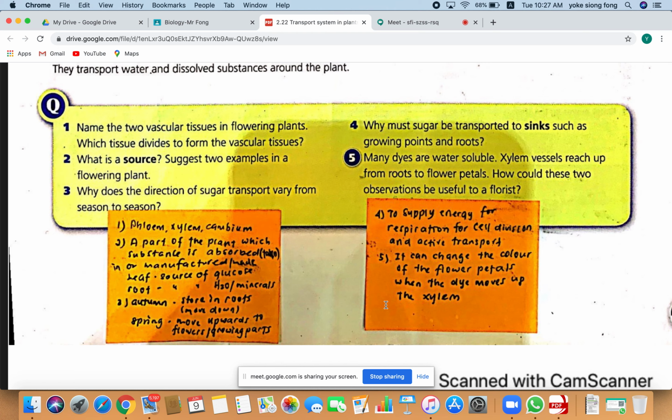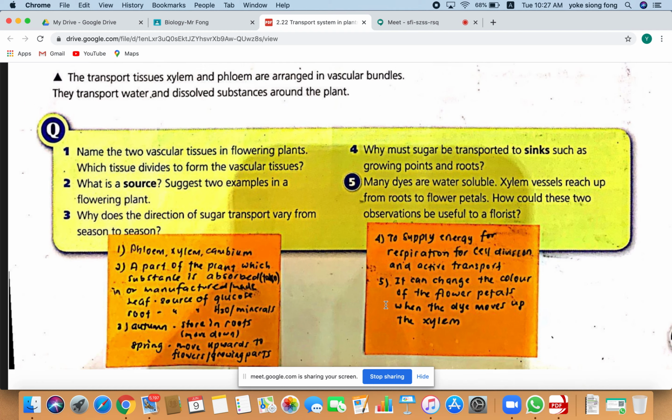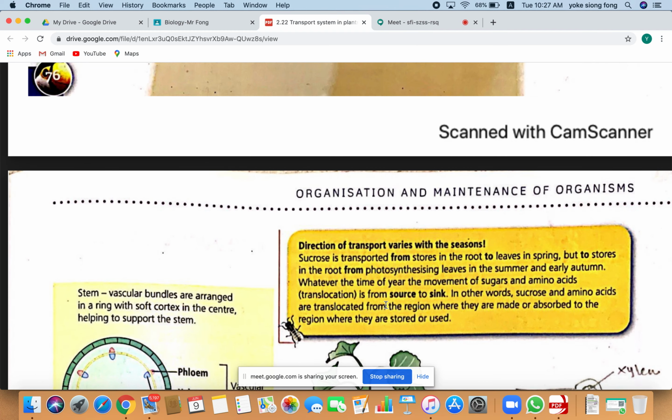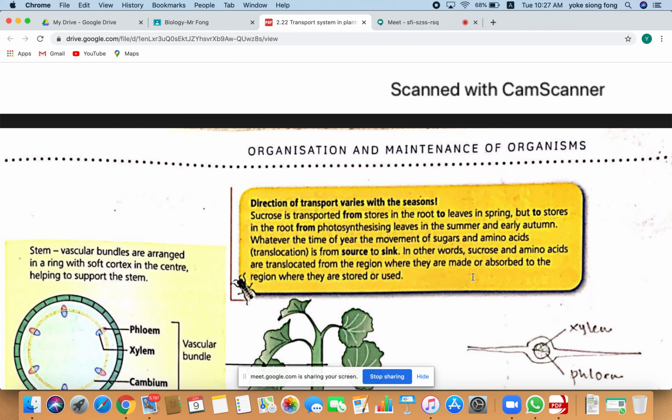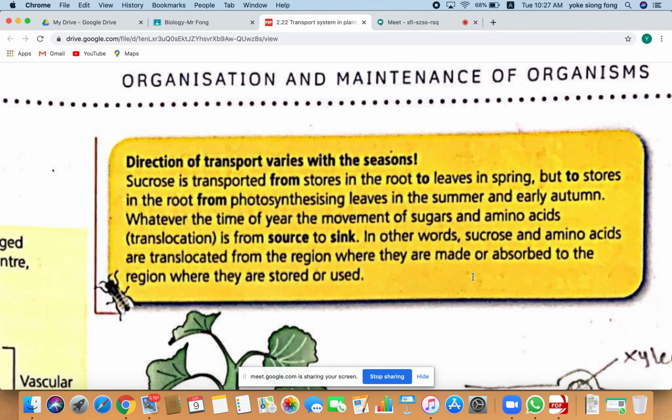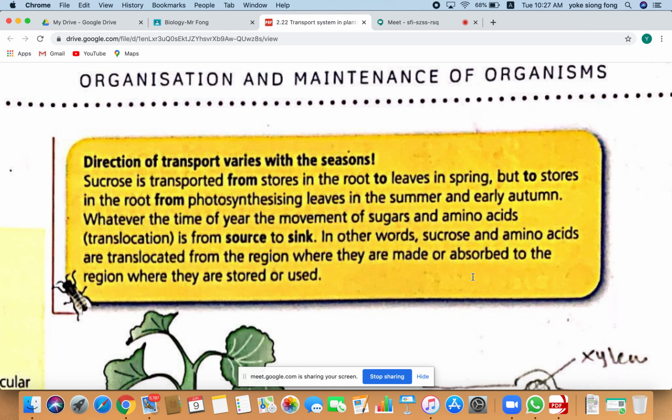For number 3 here, the answer can be found in this box here. Direction of transport varies with the season. This only applies to phloem, because only phloem can transport the nutrients from the top to the bottom according to their need. So basically, transport of nutrients in plants can be two-way, it can go up and also go down.